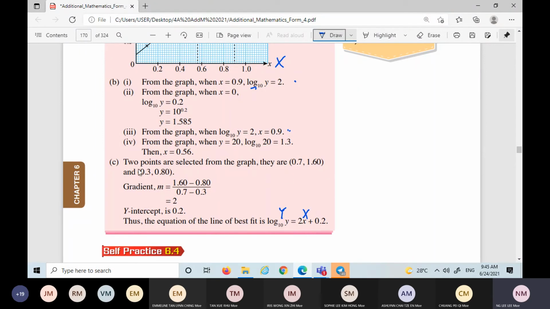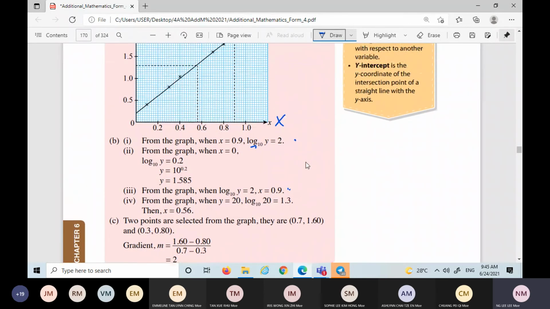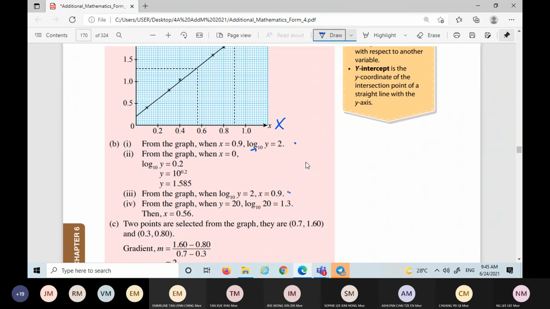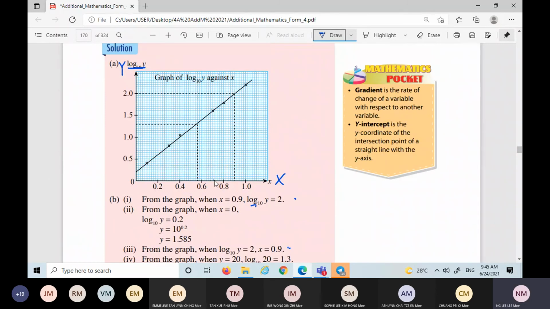So we start. Two points are selected from the graph. They select the points 0.7 and 0.3. Actually, it's quite near. 0.7 is here, 0.3 is here. The two points they choose are actually quite near. If you choose two points that are not that far away, your answer, I'm not sure actually, it should be okay. But we always advise students to choose two points that are not so near.